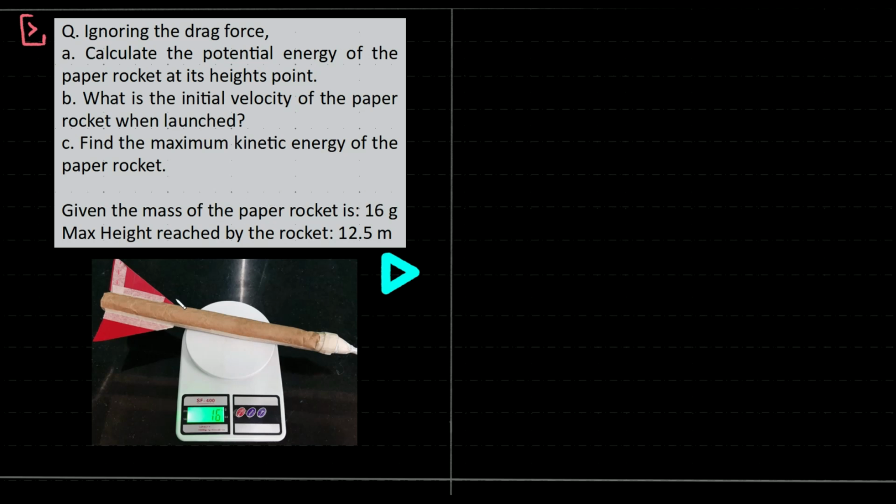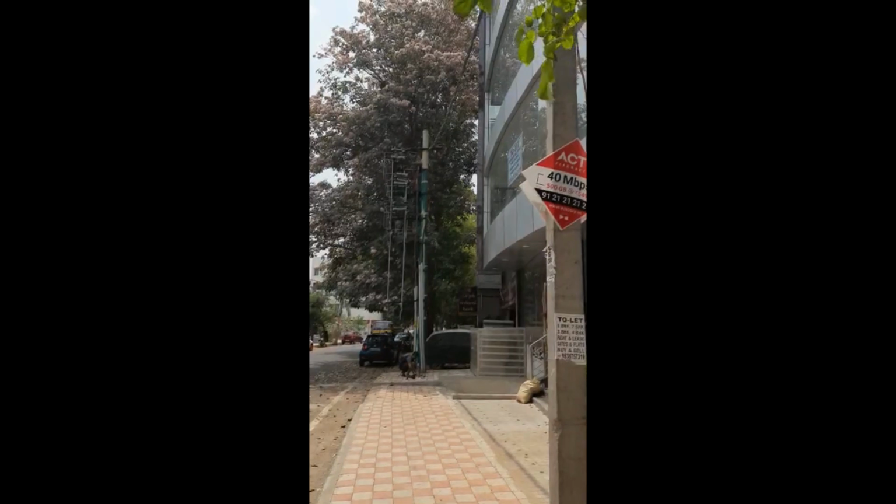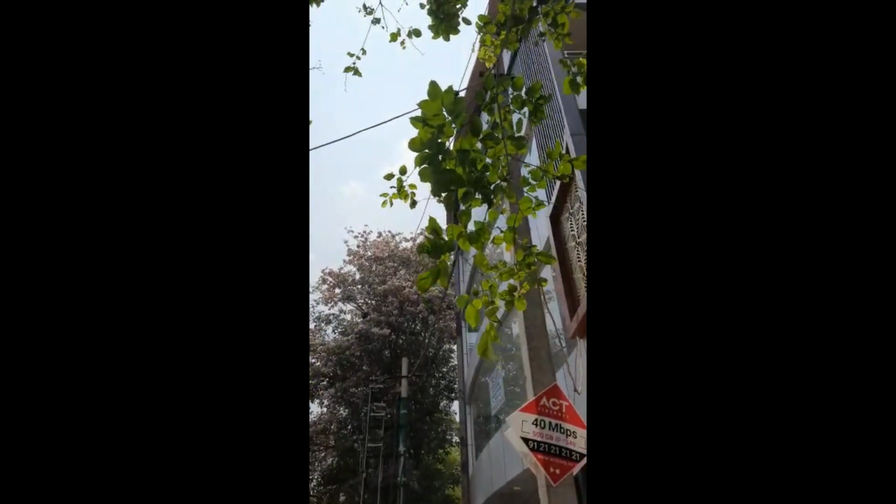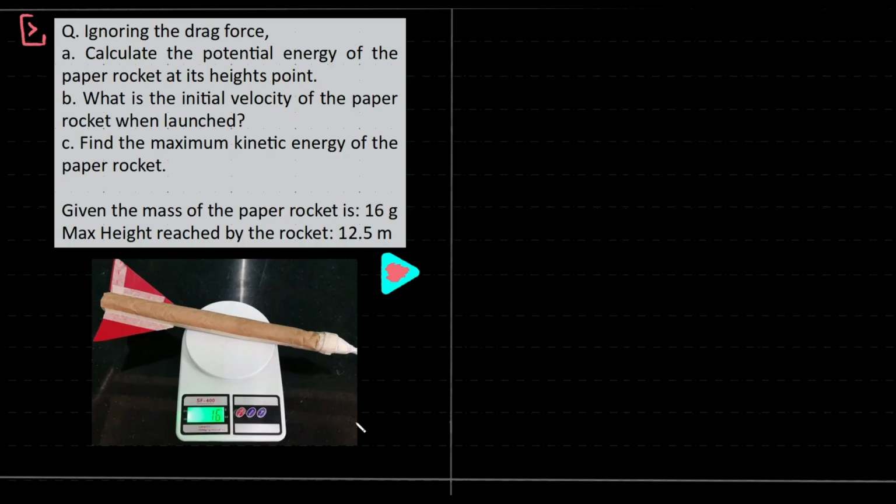This particular question is based on us launching this rocket, right? Let's have a look at this practical. So what did we see? We had a pressure chamber, and letting go of the pressure chamber happened through a pipe which had this paper rocket. So we did some work on it. That work got converted to kinetic energy, and the paper rocket reached a height of 12.5 meters.